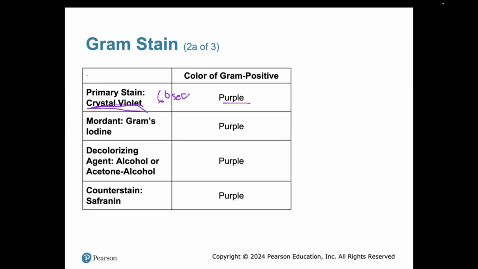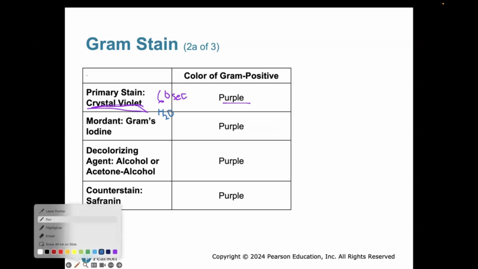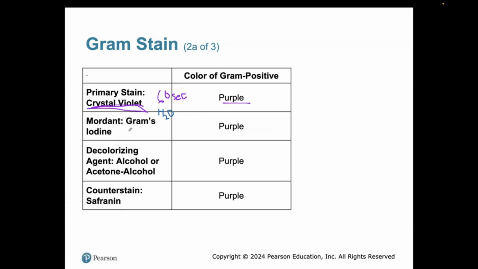Once you are finished with the crystal violet on your slide, you rinse it with water until it runs clear. Then you add your iodine. Iodine is brown in color and you apply it for 60 seconds.